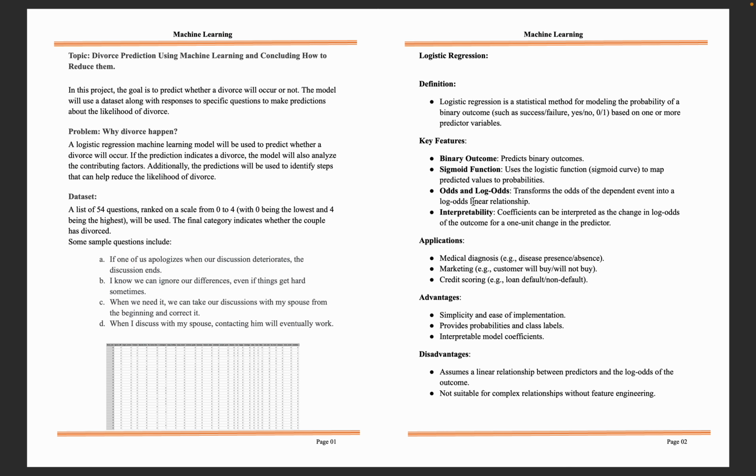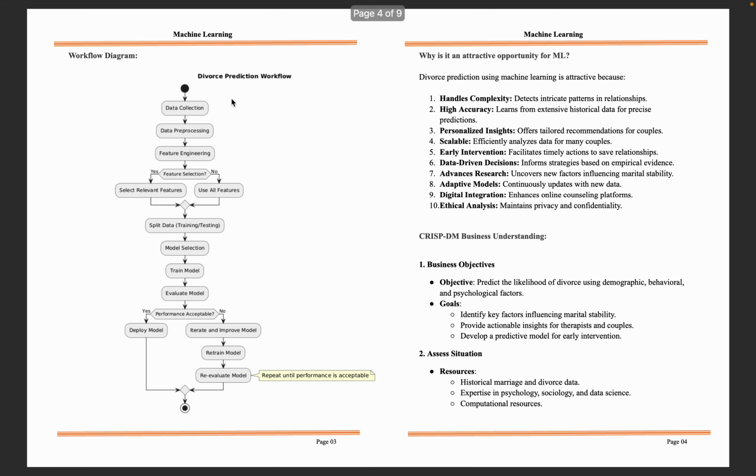For the logistic regression, these are the key features and advantages. Then this is the workflow diagram: data collection, then pre-processing, and then feature engineering. Then splitting the data into training and testing. For model selection, I have used the decision tree classifier and logistic regression. But logistic regression has better accuracy, so I have used that in my project.